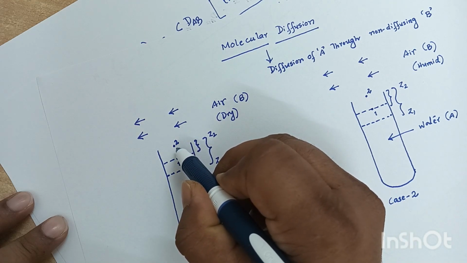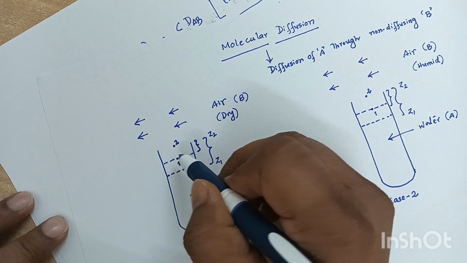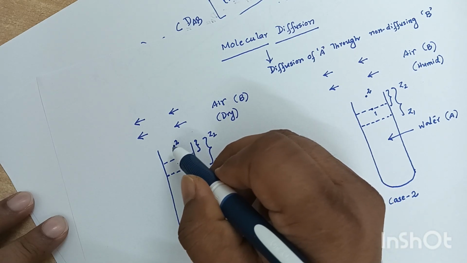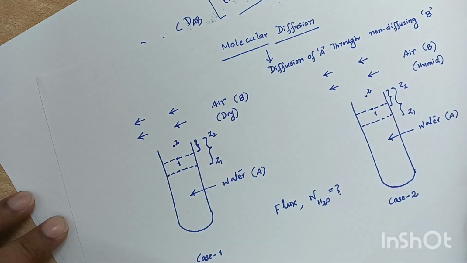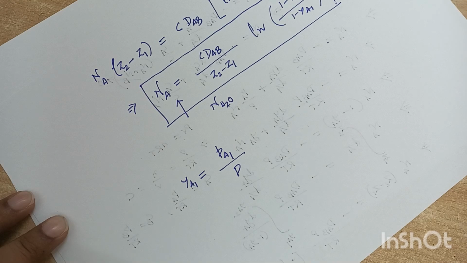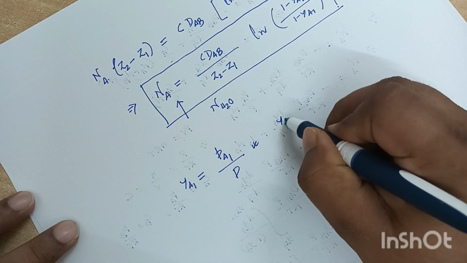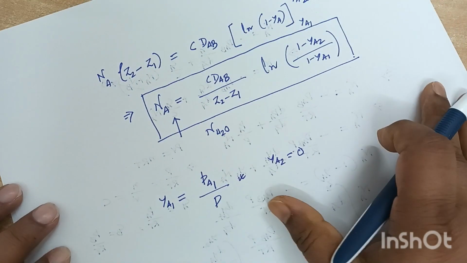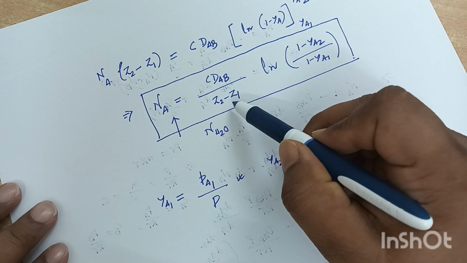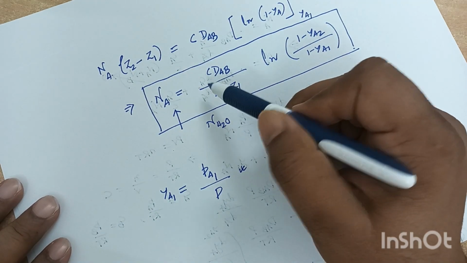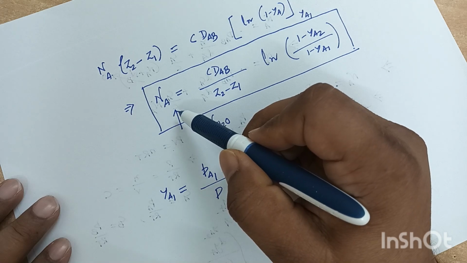Whereas in case of point 2, it will be bulk air, and a negligible amount of water vapor molecules will be present at point 2. So ya2 can be safely assumed to be equal to 0. So ya1 you can easily find out using this expression. ya2 is going to be equal to 0. You put these values over here. Diffusion coefficient value will be given. Path length will be known. Concentration you can always find out. And eventually you can find out the flux.